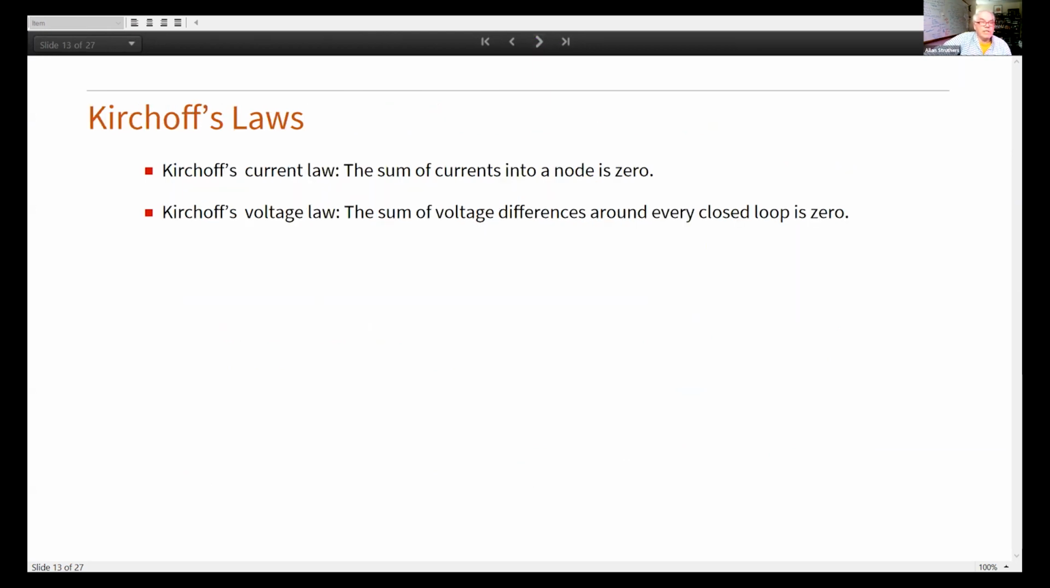We got Kirchhoff's laws, pretty short. Sum of the currents into a node is zero. The sum of the voltage differences around any closed loop, every closed loop, is zero. And you need to talk about these, and then you need to demo how to set them up.